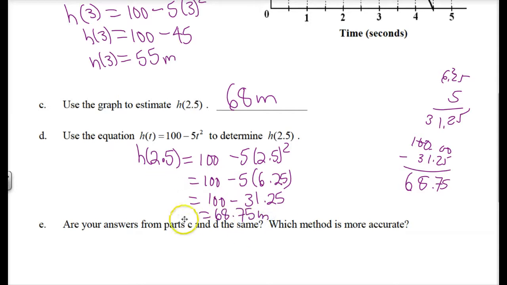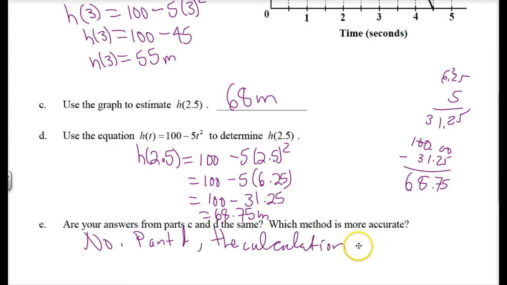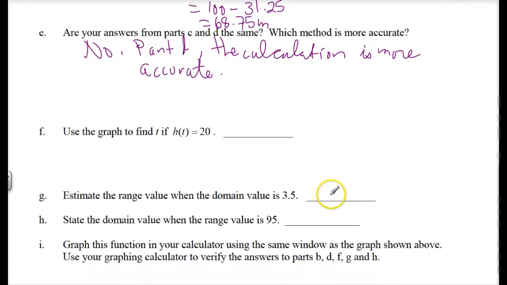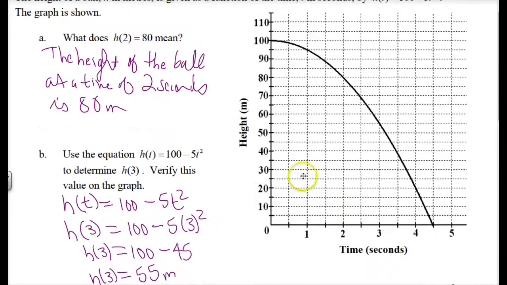Meters, right? Because that is a, and we'll just assume that carries down. Our answer is the same. Close. No. Part D is more accurate. The calculation will be more accurate than reading off of the graph. Reading off the graph may be good enough. Calculation is more accurate. So reading off the graph might be good enough, depends on what you're doing, but the calculation in this case is needed.